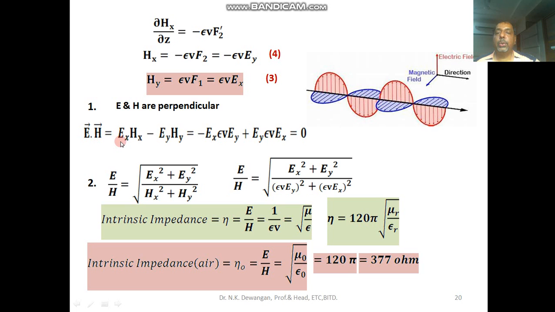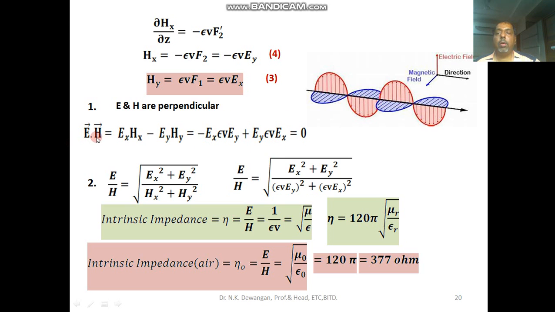So that is equal to Ex Hx, this is the plus sign, this is a mistake, this is the plus sign, plus Ey Hy, the dot product you will get with a plus sign. Now you write here Ex, and the value of Hx you write here. So Hx is minus epsilon V Ey, and here Hy is plus epsilon V Ex. So this is minus and this is plus, so that will be cancelled.